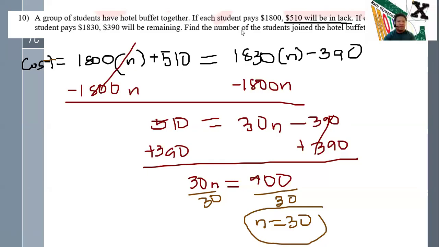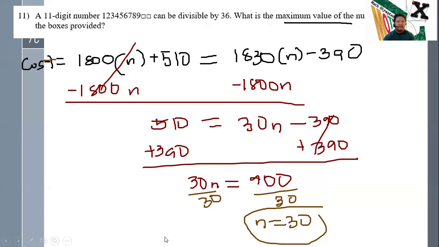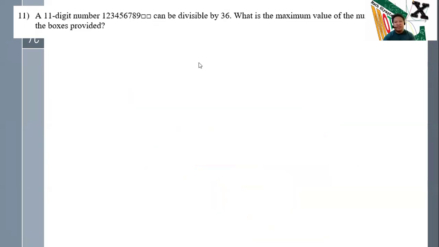Okay, let's try to move forward with the next one. Next question, question number 11. If the 11-digit number 1, 2, 3, 4, 5, 6, 7, 8, 9, blank, blank is divisible by 36, what is the maximum value of the number in the boxes?